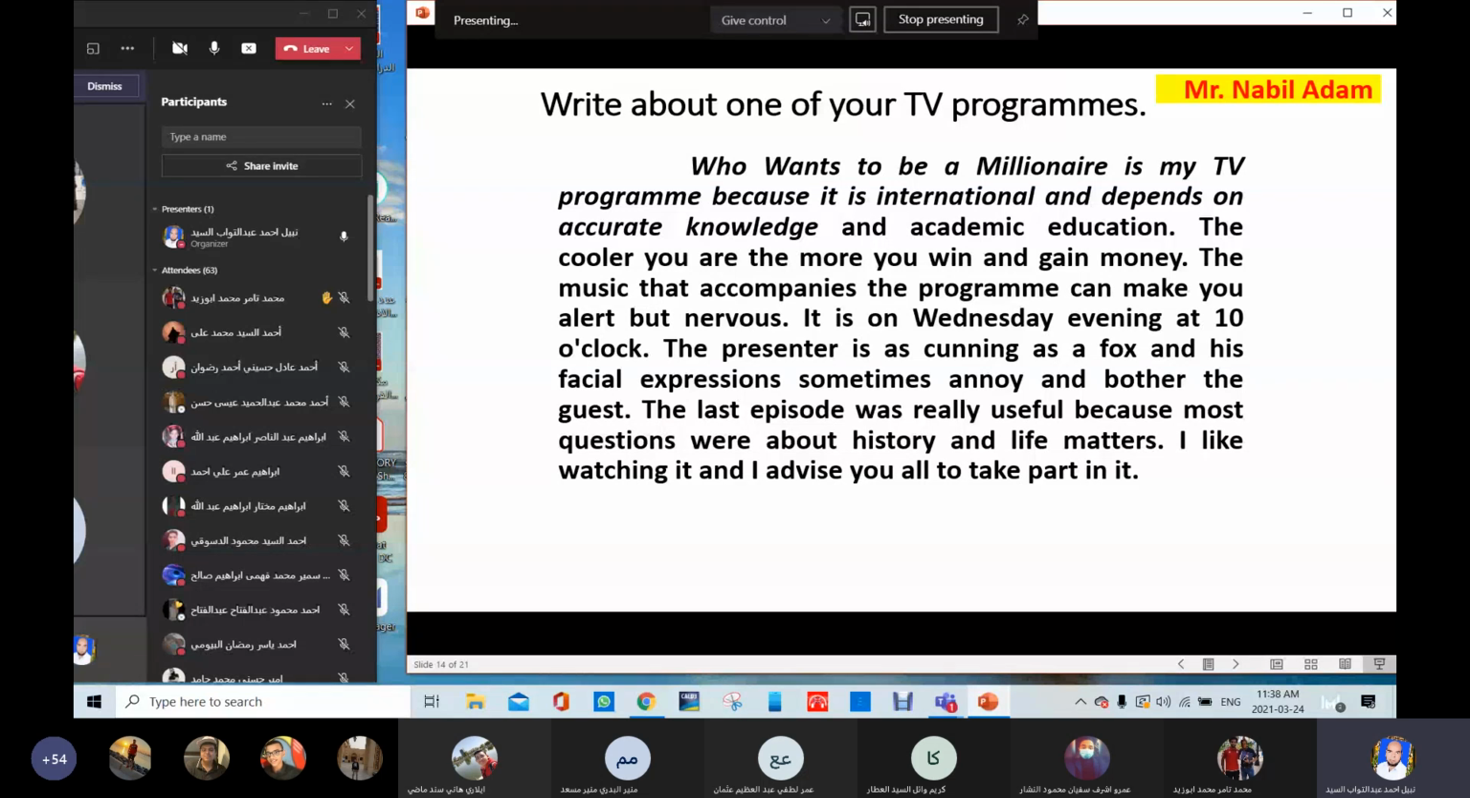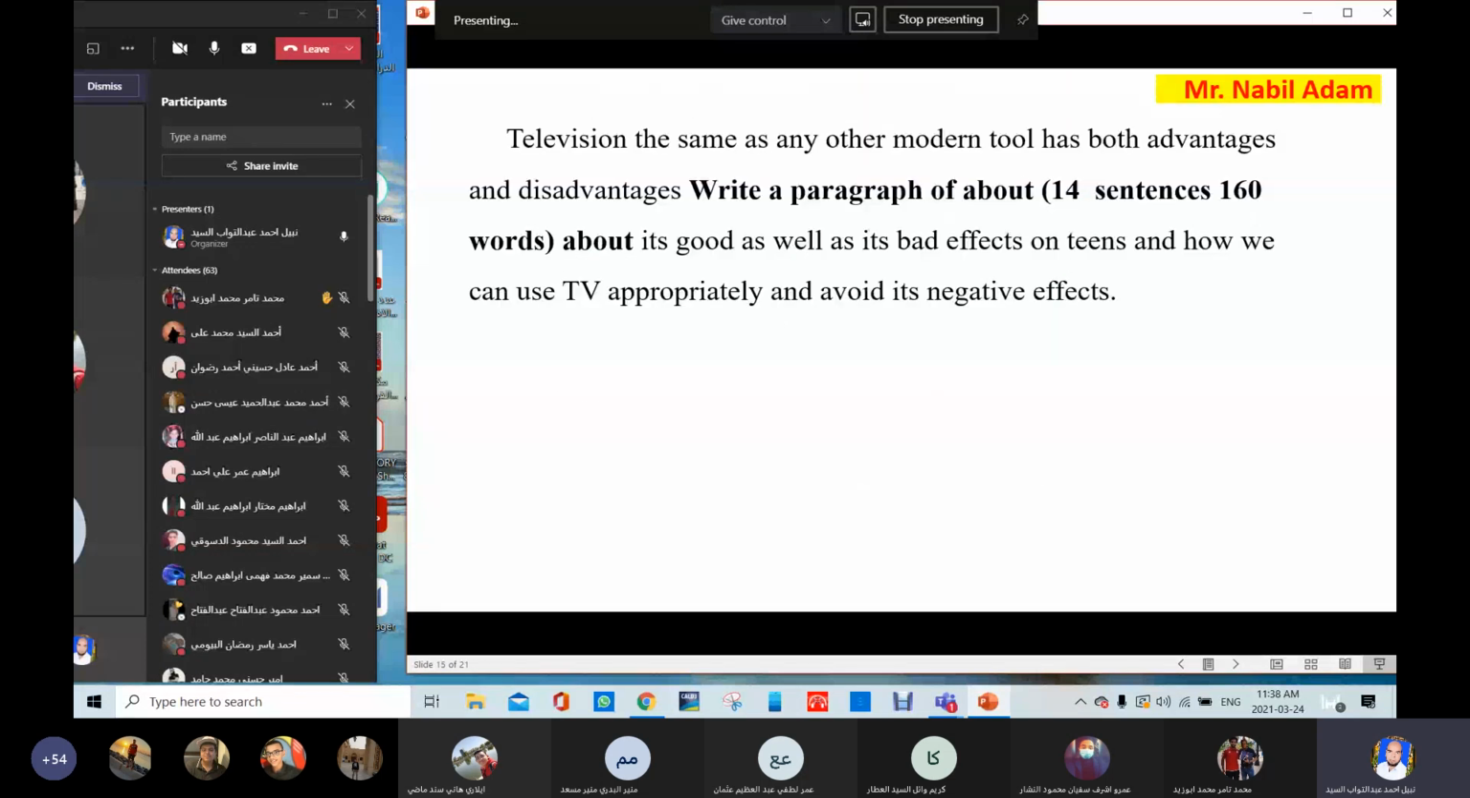You are supposed to write a report like this. Television, the same as any other modern tool, has both advantages and disadvantages. So this is an argumentative essay. Write a paragraph of about 14 sentences about its good as well as its bad effects on teens and how we can use TV appropriately and avoid its negative effects. Don't forget to make an outline.